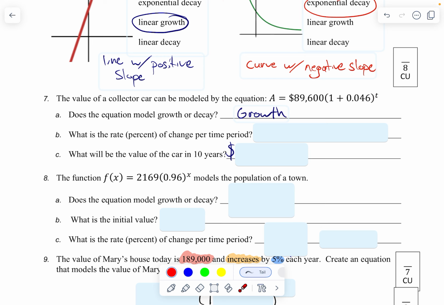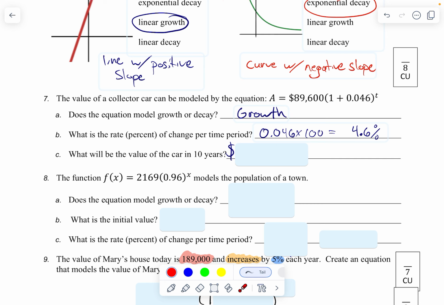So the rate percent change is going to be right here. Now we want to remember that we've got to write this as a percent. So we'd say that this is 0.046. If I move the decimal 2 values to the right, I get 4.6. We could also say, let's take 0.046 and multiply it by 100. If we do that, we get 4.6%.